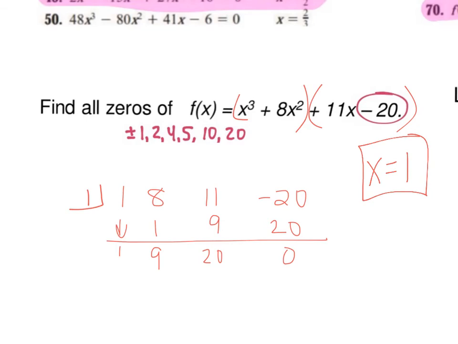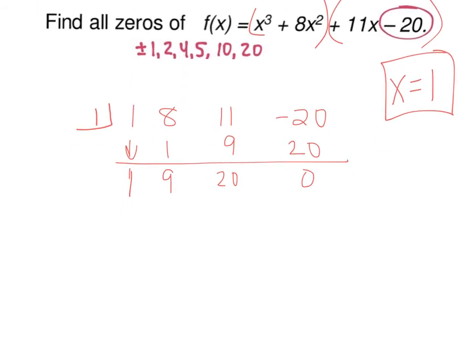Well, how many more do I have? I have 2 more. Oh, wait, you're right. At this point, guys, you can do synthetic division again, or let's see if this factors. What is my resulting polynomial? This is x squared, this is x, this is my constant, my remainder. So it's x squared plus 9x plus 20.